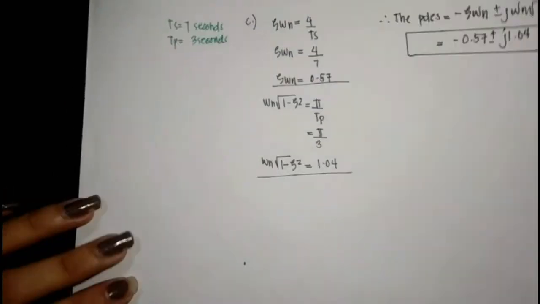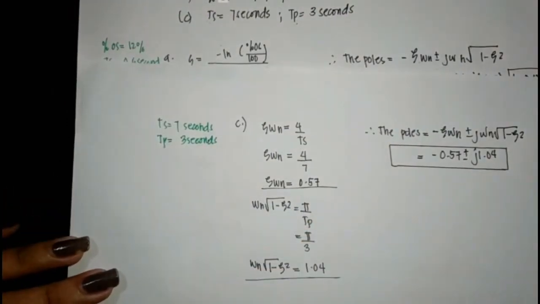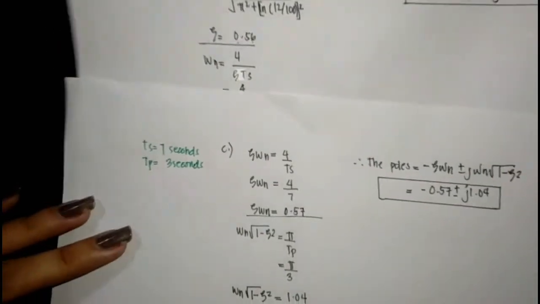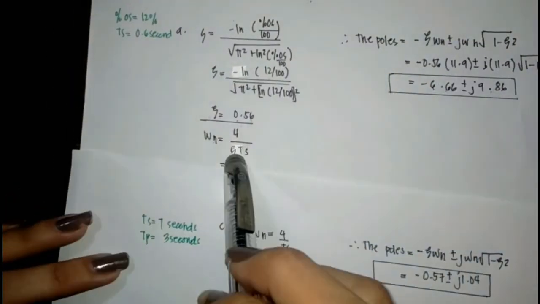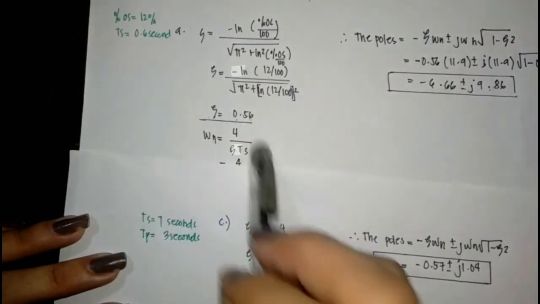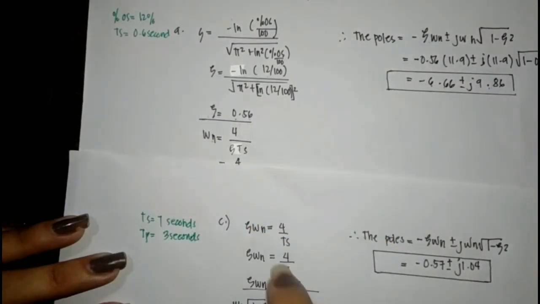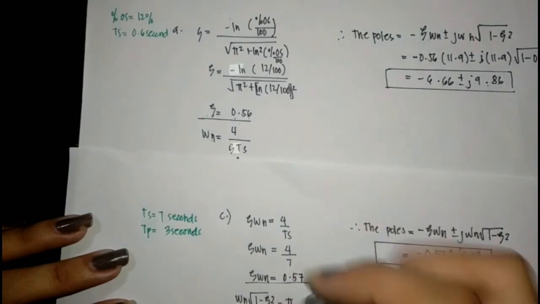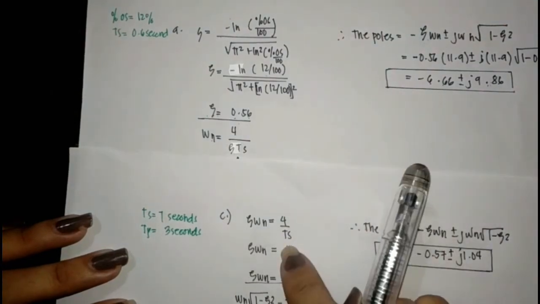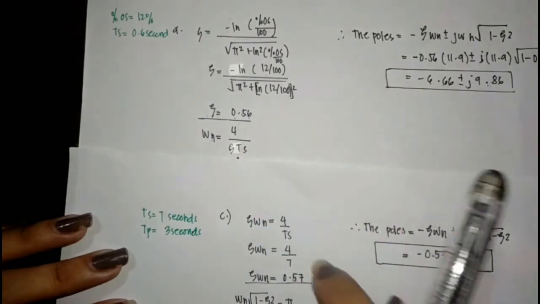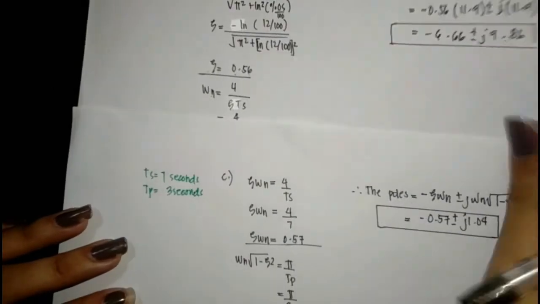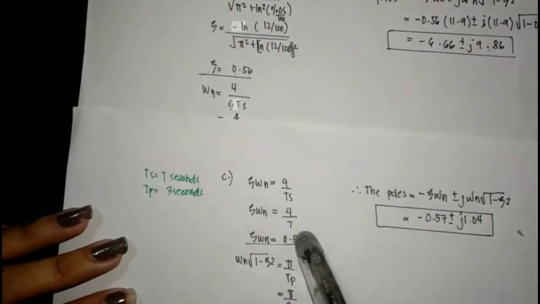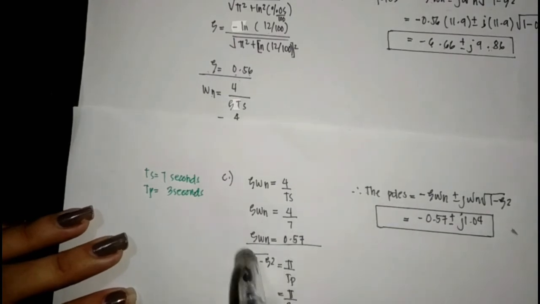So last is C. No overshoot given, just the settling time and the peak time. So we just need to have this formula to equate. We just need to find the damping ratio times natural frequency. Since settling time is given, we just need to input this to the calculator so that we'll find this. So 4 over 7 is just 0.57, or natural frequency times damping ratio. So we have that.